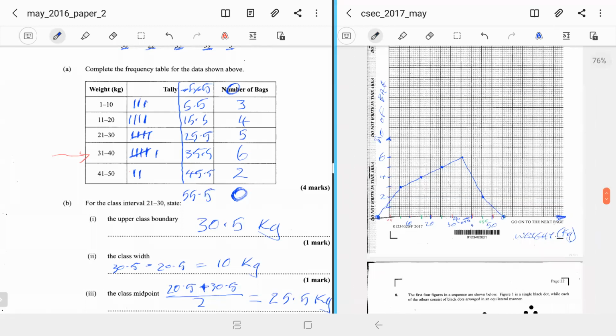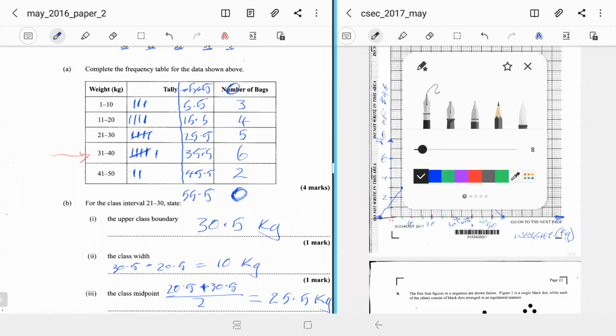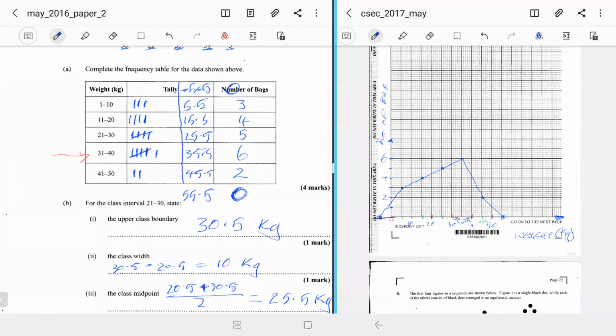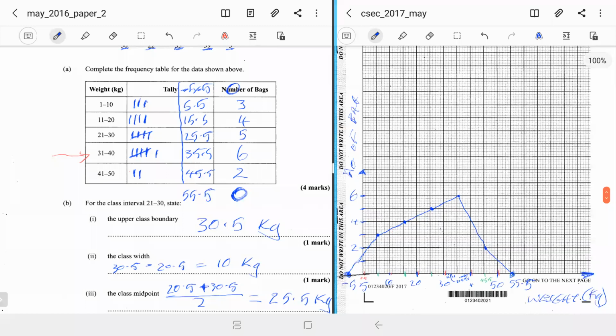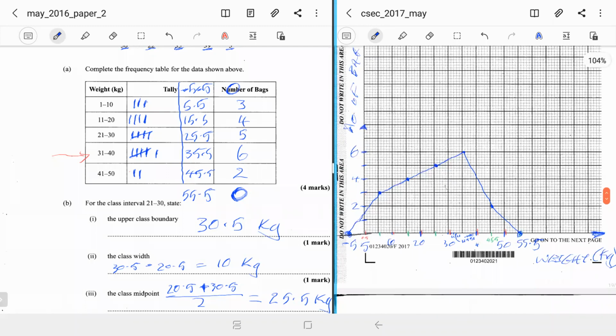That will be a frequency polygon. It will come to negative 5.5 and this will be 55.5. This will be the next value that has a frequency of 0. That will be a frequency polygon right there. That asks for a frequency polygon. All right, guys? Just doing that for practice.